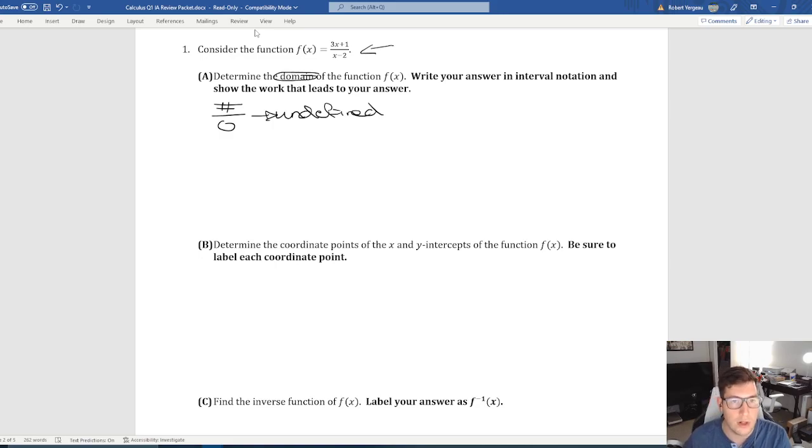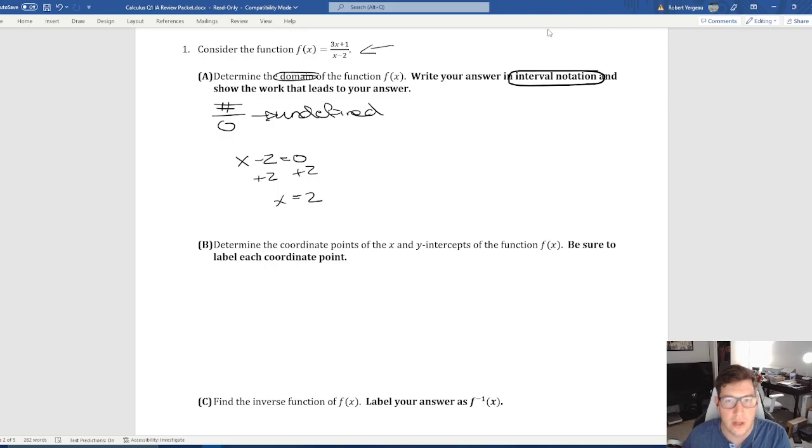And so we're going to take a look and see, okay, well, when does my denominator, x minus 2, equal 0? Well, quickly adding 2 to both sides, we're going to learn that, hey, this is going to break when x equals 2, which means that we can have everything but x equals 2. Okay, awesome. And so now let's take a look back at this lovely bold statement, right? Write your answer in interval notation and show your work. We showed our work.